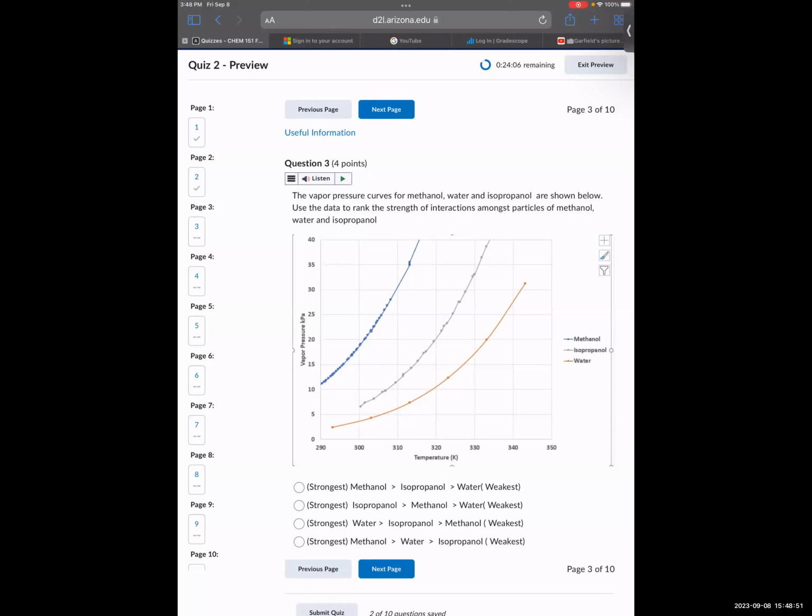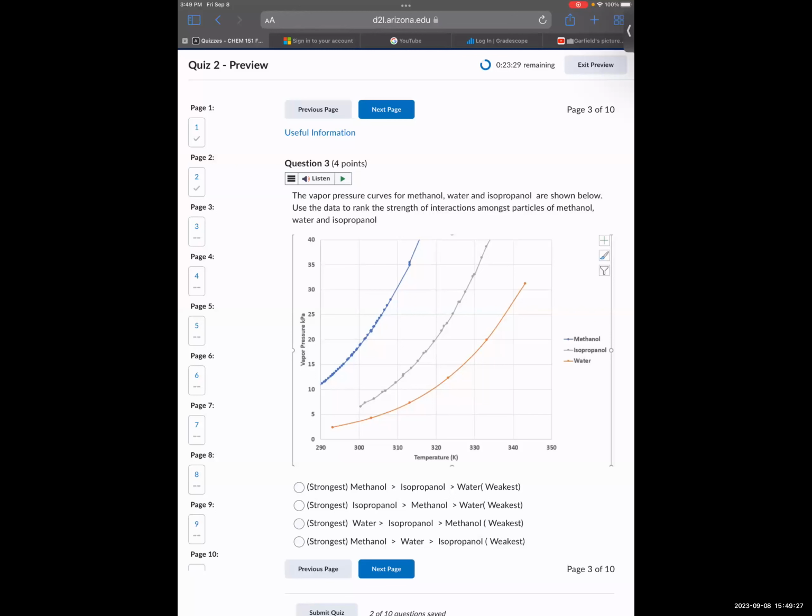The vapor pressure curves for methanol, water, and isopropanol are shown below. Use the data to rank the strength of interactions amongst the particles. Now we have the water vapor pressure curve at the bottom, and isopropanol and methanol at the top, meaning at any given temperature, water has the lowest vapor pressure, meaning it has the strongest attractive interactions. So options A and B are out. It leaves us with only option C.